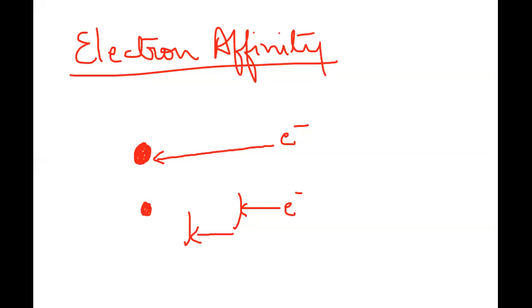And obviously, you have also studied that when you're going across the period, the non-metallic character increases, and the atoms acquire electrons to complete their octet. So the urge to complete their octet invites the electron, the atoms will invite the electrons more strongly, and therefore the amount of energy released is also more.